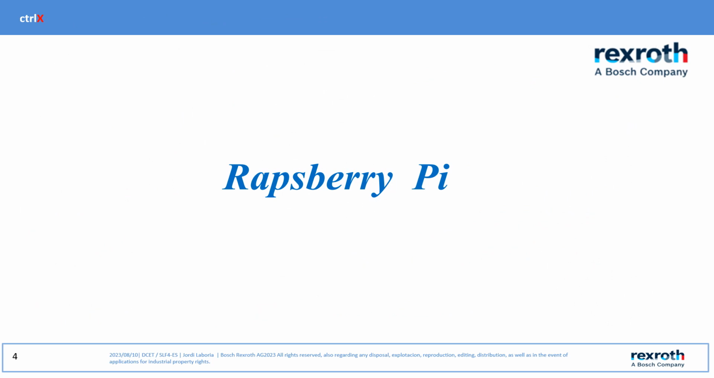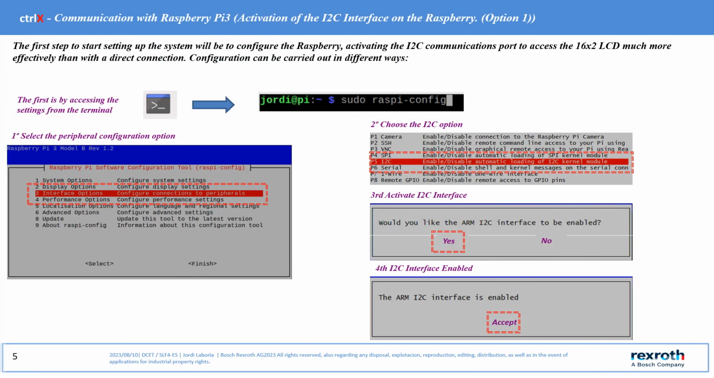Raspberry Pi. The first step to activate the entire system is obviously to enable the Raspberry's I2C communication port.